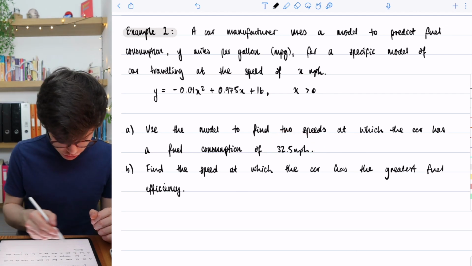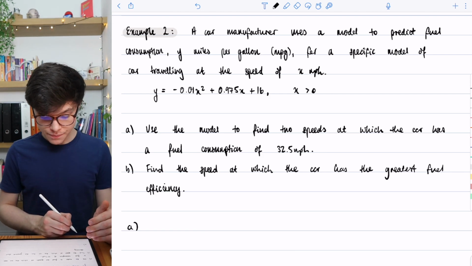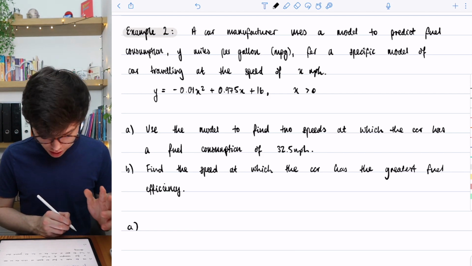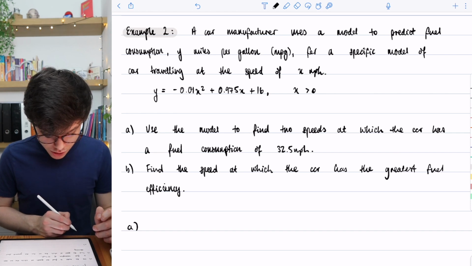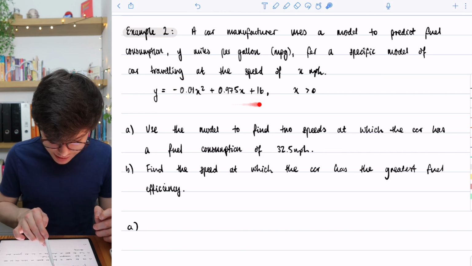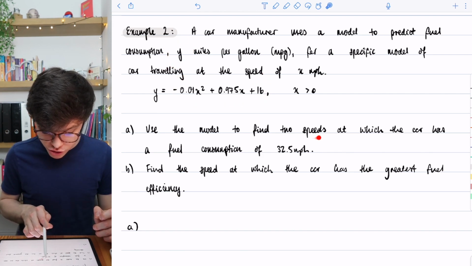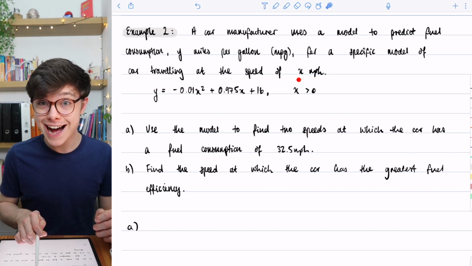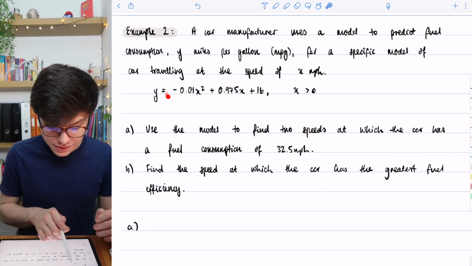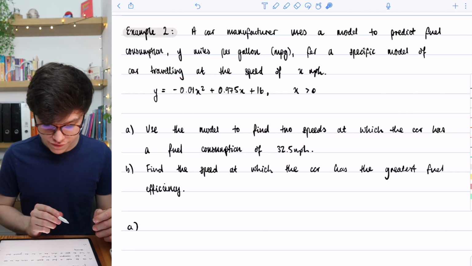So I'm going to go straight ahead and start working on A, because we just then need to work out what that is and then we'll have a go at B. Okay? So the fuel consumption is modelled by this quadratic, okay? And the fuel consumption is y. So we want to know the two speeds. Speeds are x, so the two values of x that set this quadratic equal to 32.5.